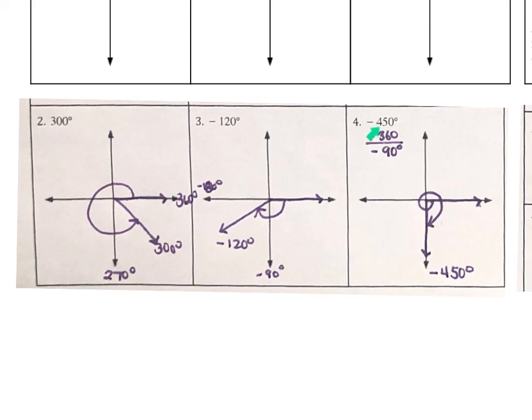Then number 4, this is greater than 360. So if I add 360 to negative 450, that gives me negative 90. Negative 450 plus 360 gives me negative 90. So therefore, it ends right here on the negative y-axis. Now again, it's going clockwise. So therefore, this is negative 360 plus another negative 90 gets us to negative 450 degrees.